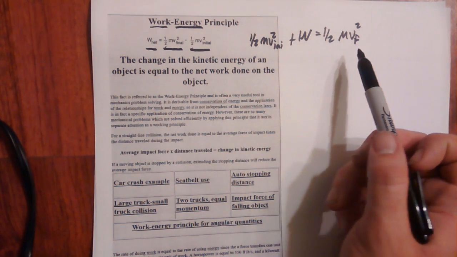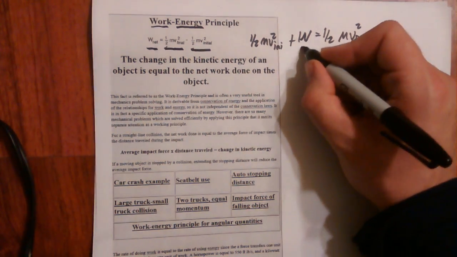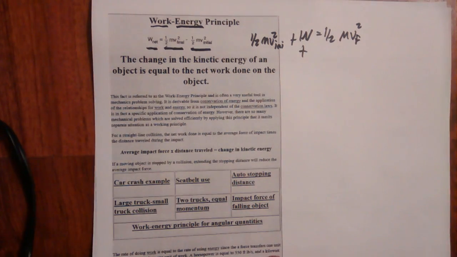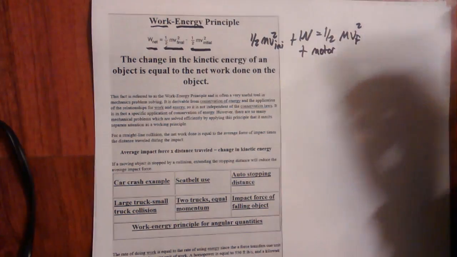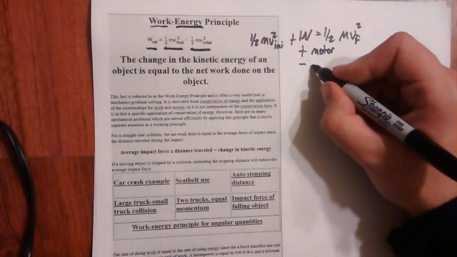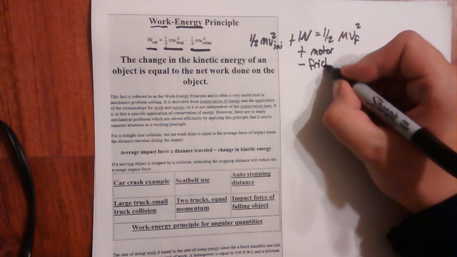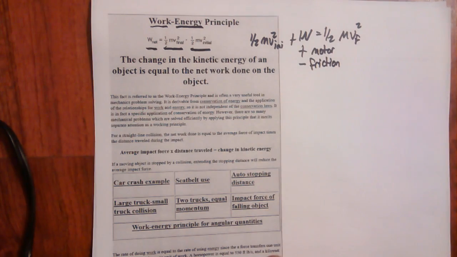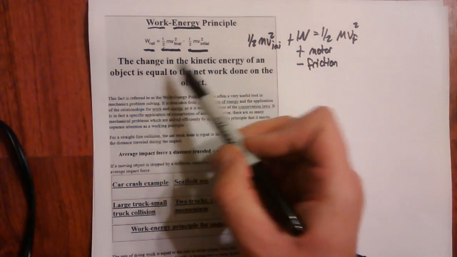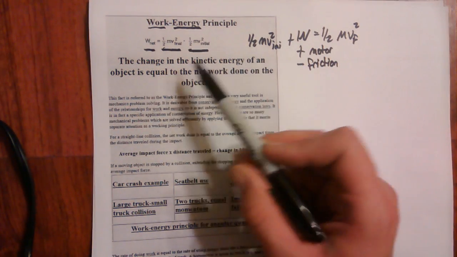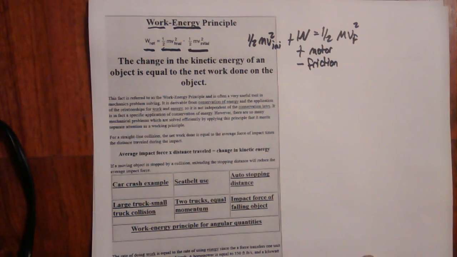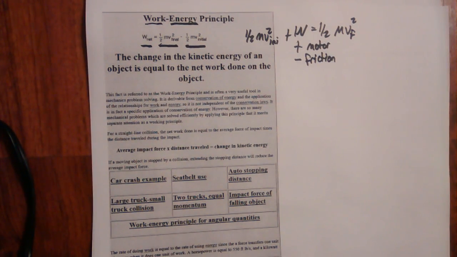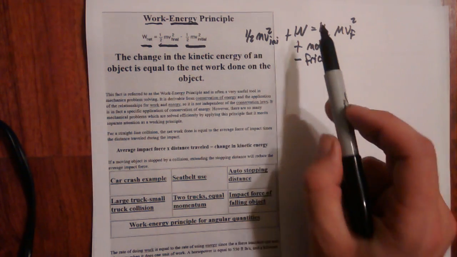in the end. The work is positive if the work is done on the system, increasing the energy, such as a motor. It is negative if it is work done by the system, such as friction, making heat. The change in the kinetic energy of an object is equal to the net work done on the object. Just as I said before, our change in kinetic energy is from the work done by the system.